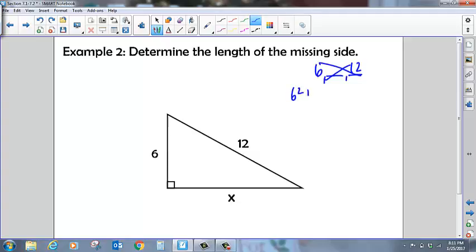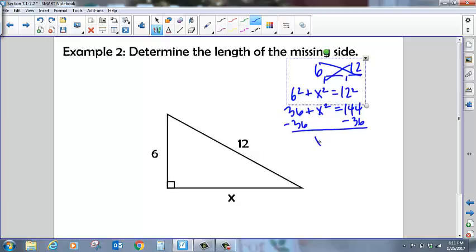So we have a squared plus b squared equals c squared. This is 36 plus x squared equals 144. Then we're going to subtract 36 from both sides, and we end up getting x squared equals 108. Yes, 108. And then we square root. So x is going to equal the square root of 108.